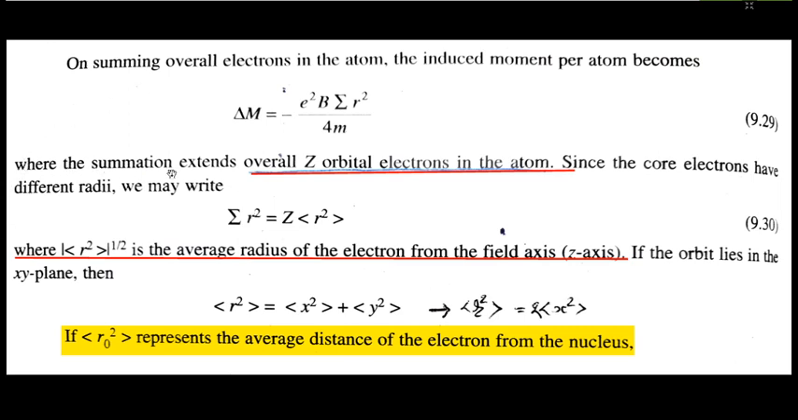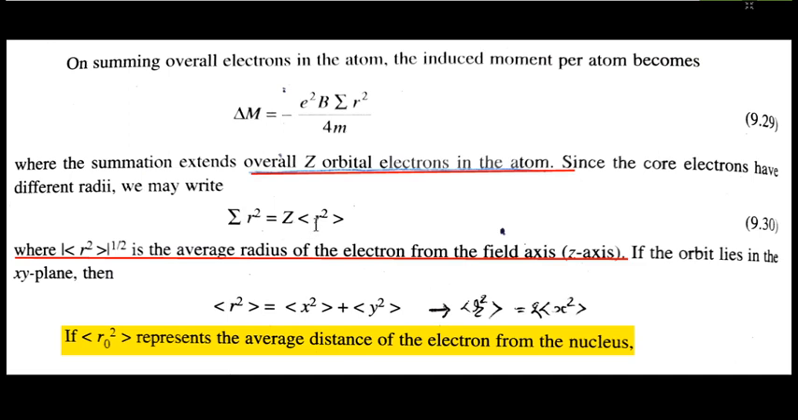So where the summation is extended over all z orbital electrons. You have more than one orbital, z number of orbitals. So that z number of orbitals is multiplied by the average of the orbitals. You have an s orbital, a p orbital, and then d orbitals, all having different diameters. So you take the average of them and the available number of orbitals. If you multiply that, it is almost equivalent to the summation of r square. So this is an important concept over here.